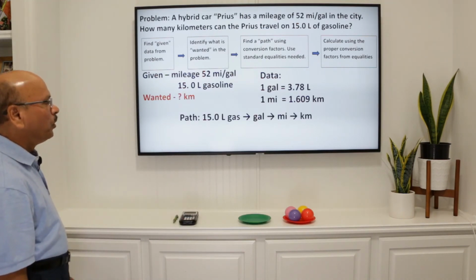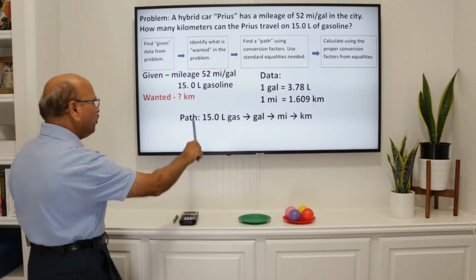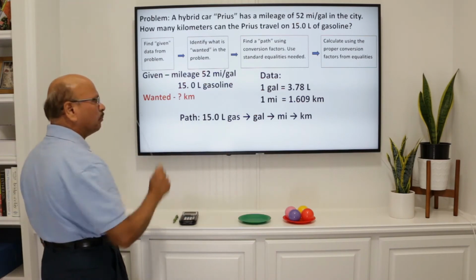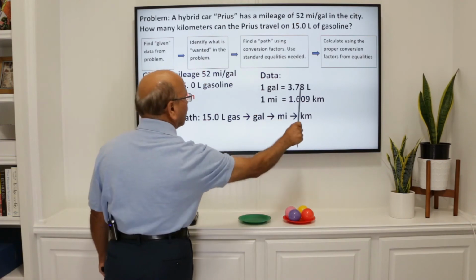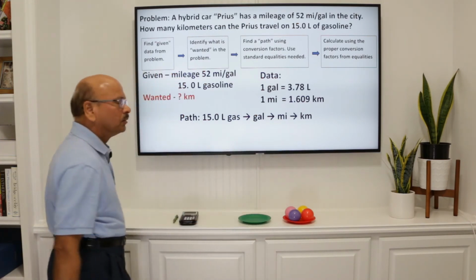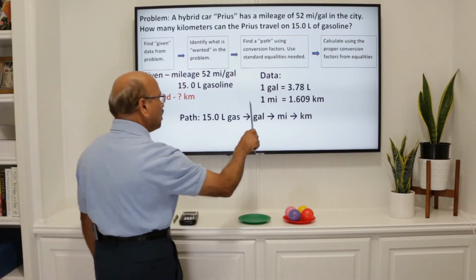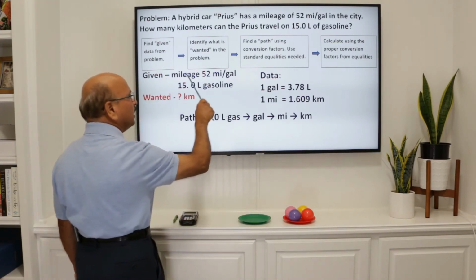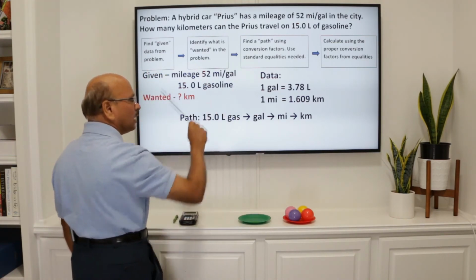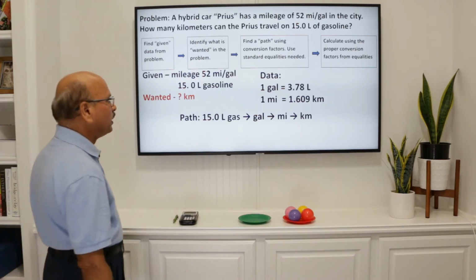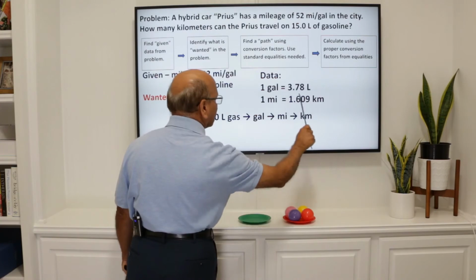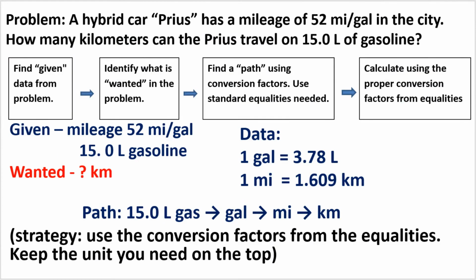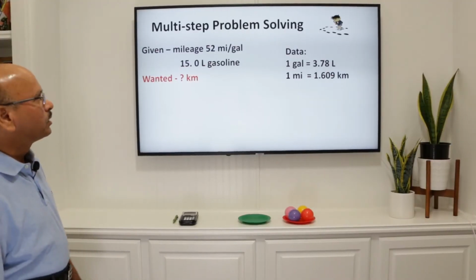So what do you have to do? The path is this. 15.0 liter of gas is the starting point. By using the liter gallon equality, we go to the gallon. And once I get to the gallon, from the gallon to mile, we can use the mileage, because the mileage and the gallon are connected by that mileage thing. And then the miles to kilometer, we use the last data which you have.